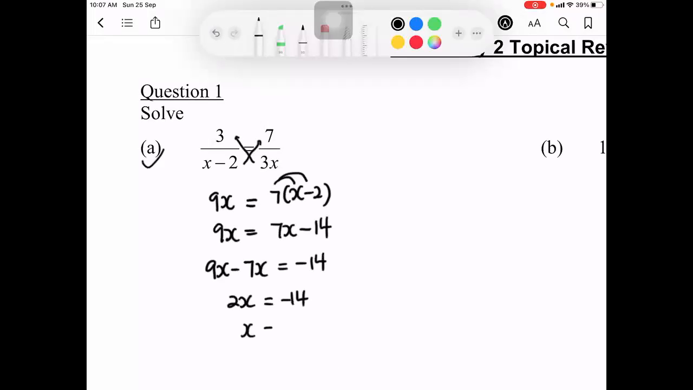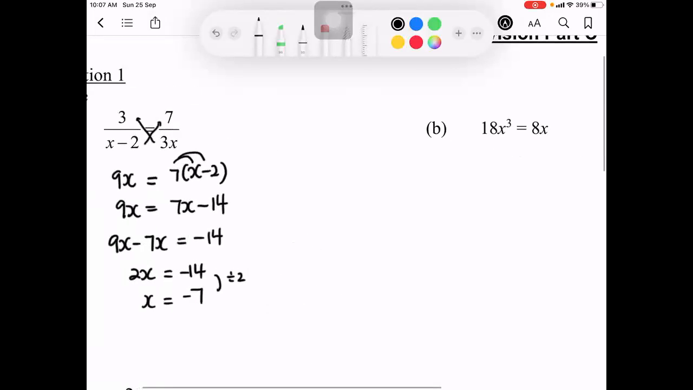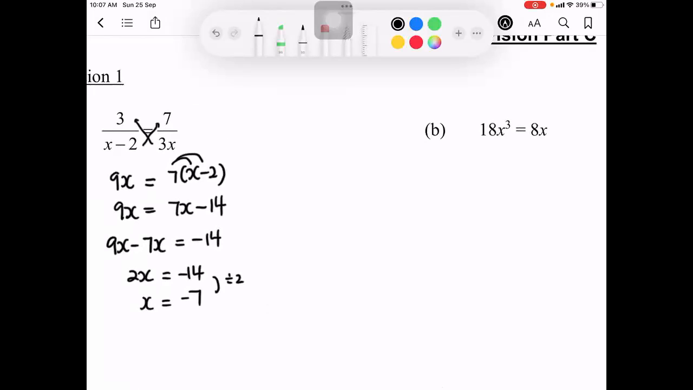Then x will be equals to divided by 2, negative 7. This one, the most basic skill, you should know how to do. Okay, next one, part B, how to do this kind of question. Notice that both sides got x. When you have x on both sides, do not cancel out x, don't divide or anything. What we do, we try to put it equal to 0 and we factorize.